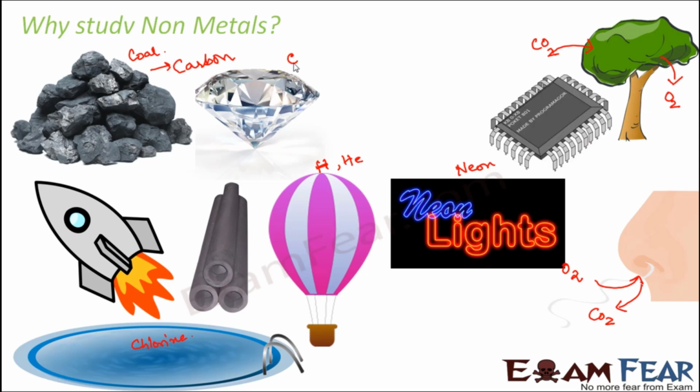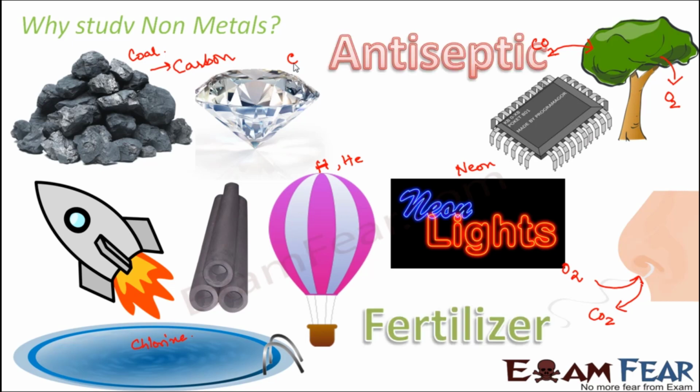Not only that, in fact, non-metals are also used in a lot of antiseptics. For example, iodine. Yes, the same iodine which is present in salt, the iodized salt. So iodine is also useful in preparation of a lot of antiseptics, and that's how we see that even non-metals are also used in our day-to-day life.